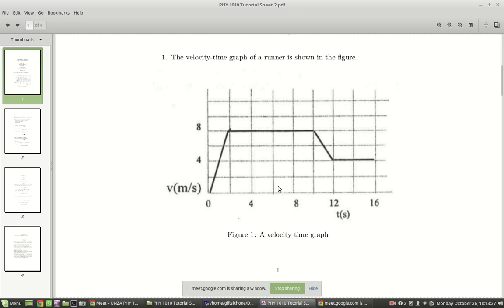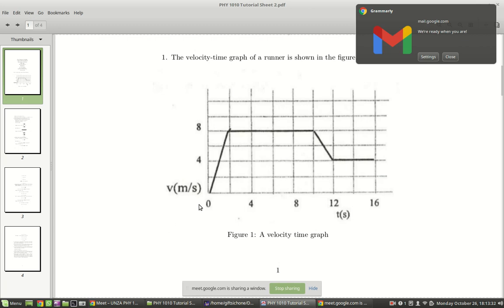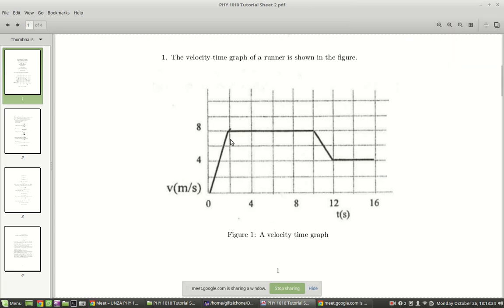So you can have these bits, and the reason why I have chosen that is because from 0 to 2 seconds, you can see that the area under the graph is a triangle. So you know how to work out the area of a triangle, okay? Then from 2 seconds to 10 seconds, you can see that the area under that line is a rectangle. So you know how to work out the area of a rectangle. Then from 10 seconds to 12 seconds, you can see that that shape gives you a trapezium. So you also know how to work out the area of a trapezium.